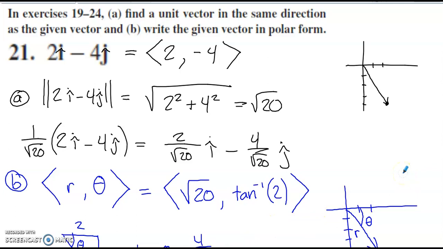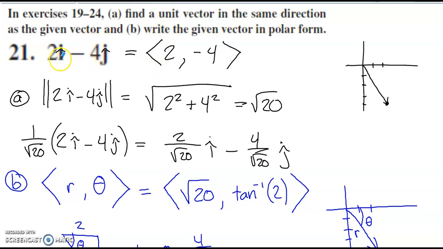So here's a problem from the textbook. It asks us to do two things. We want to find a unit vector that goes the same direction as the given vector, and then we want to write the given vector in polar form. So we'll tackle part A first here. We want to find a unit vector that travels the same direction as the given vector.